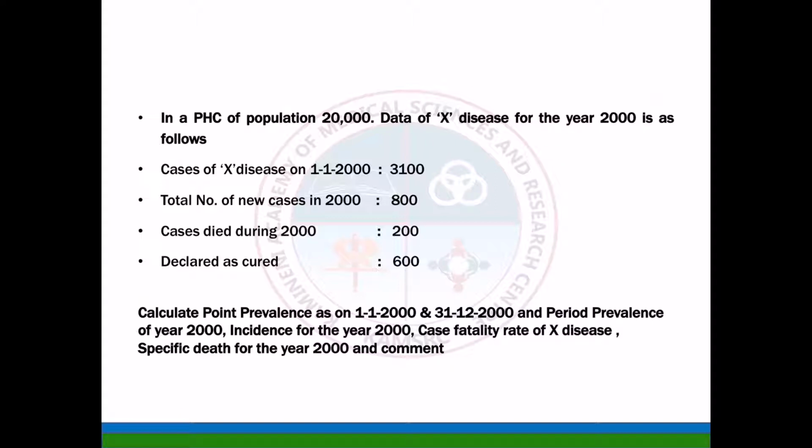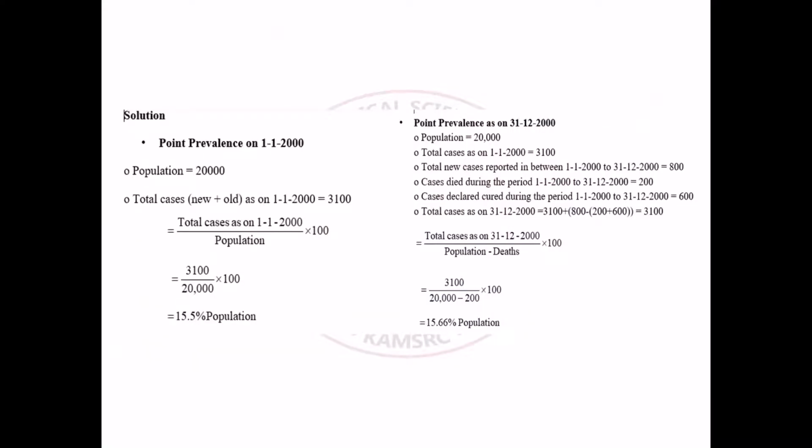Now our problem is to calculate point prevalence as on 1/1/2000 and 31/12/2000, and period prevalence of the year 2000, incidence for the year 2000, case fatality rate of X disease, and specific death rate for the year 2000, and also your comments. What is your opinion about this particular pattern?